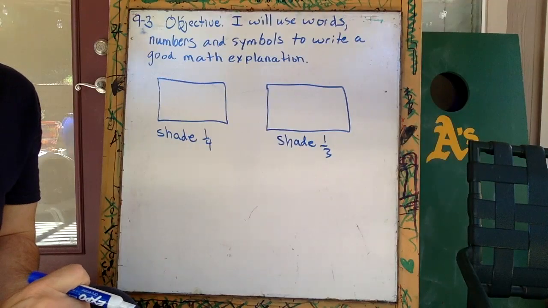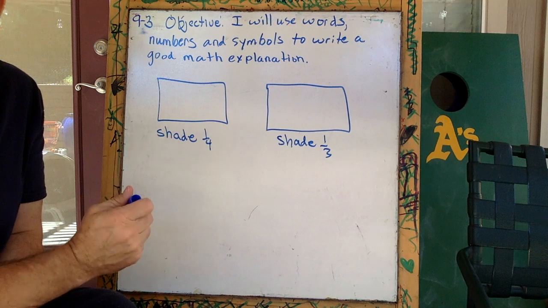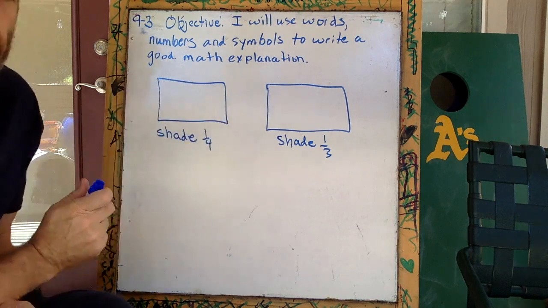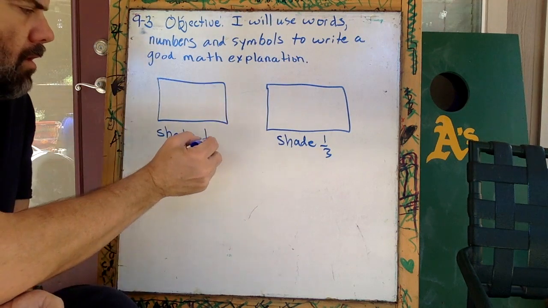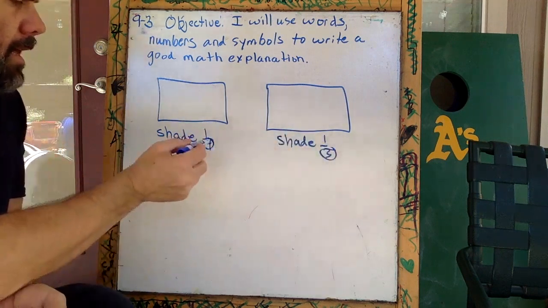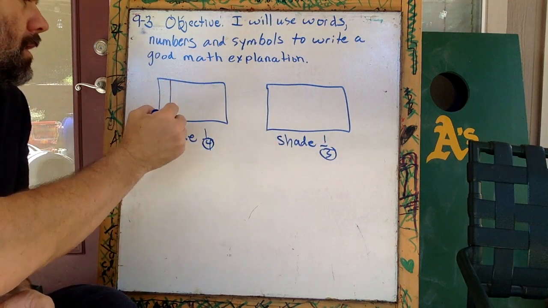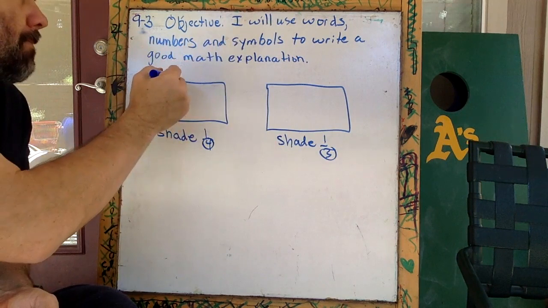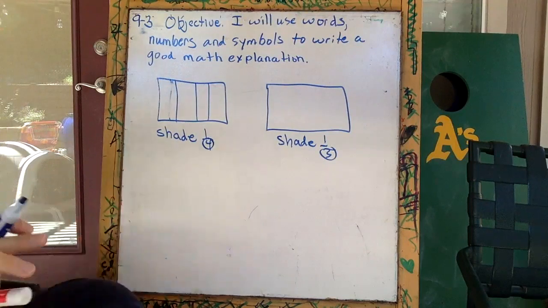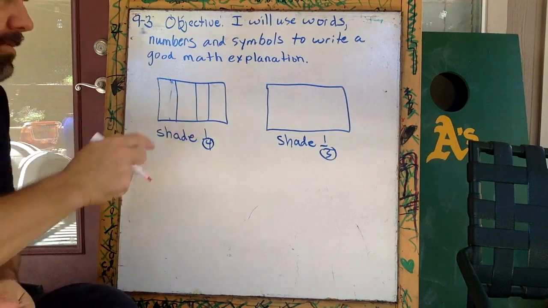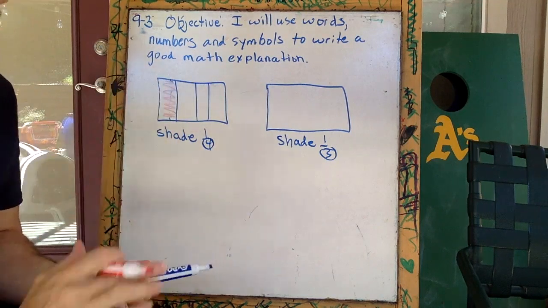So what we have to do is write and explain how we decided to shade each rectangle. Well, this one says shade 1/4. So what I'm thinking here is the 4 is a clue. That tells me that this rectangle needs to be broken up into 4 equal parts. So there's one, oop, that's not a good one. 1, 2, 3. So I have 4 equal parts, and the numerator tells me I need to shade 1/4 of that. So I'm going to shade 1/4.